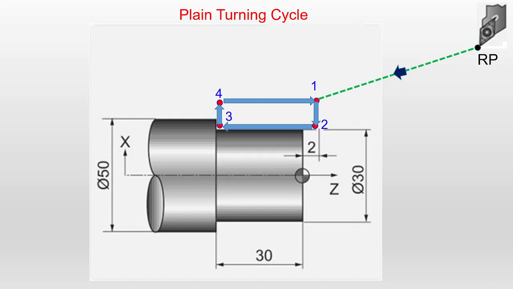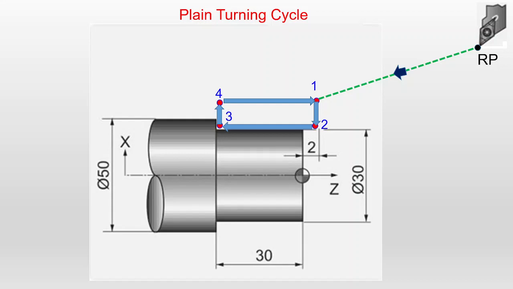And using the plane turning cycle, it will take care of all these 4 steps. Otherwise, we need to give the individual movement of the tool with the help of G01. So instead of those 4 blocks, we can assign only 1 block using the plane turning cycle, that is G19. That we'll see in the programming.